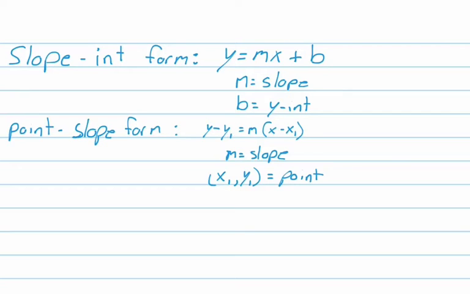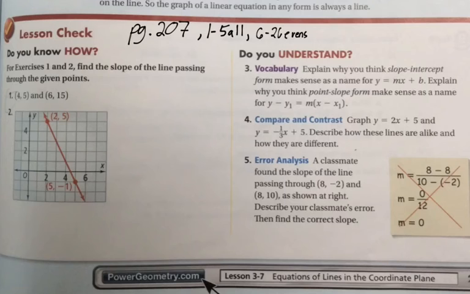Okay, speaking of assignment, I'm going to do this assignment on graph paper. So if you have graph paper, get it. If you don't have graph paper, go get it. It's on your supply list. For you guys in class here, I have some. Find it. All right, the assignment: page 207, 1 to 5 all, 6 to 26 evens.